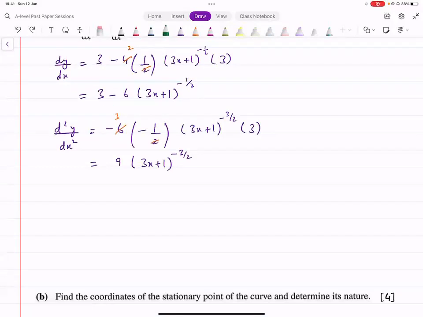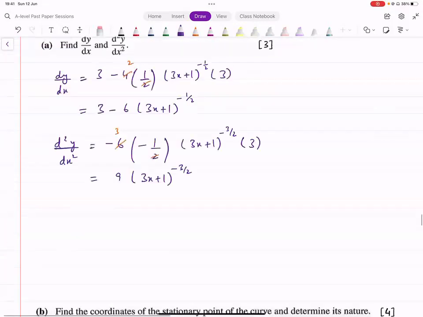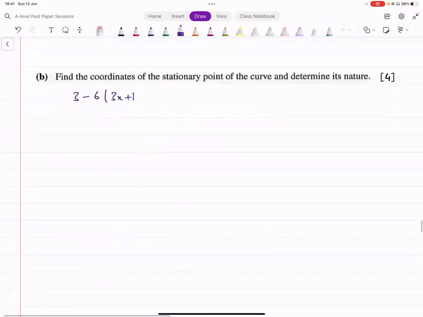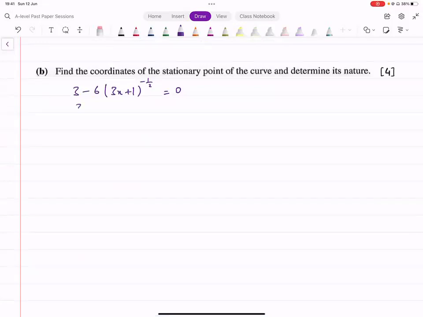So we've got this 3 minus 6 into (3x plus 1) whole raised to power minus 1 over 2. We put this equal to 0. All right. Now let's try to solve this. We have 3 equal to 6 into (3x plus 1) whole raised to power minus 1 over 2. We can take this to the denominator and make the power positive. So that's going to be 6 over (3x plus 1) whole raised to power 1 over 2.